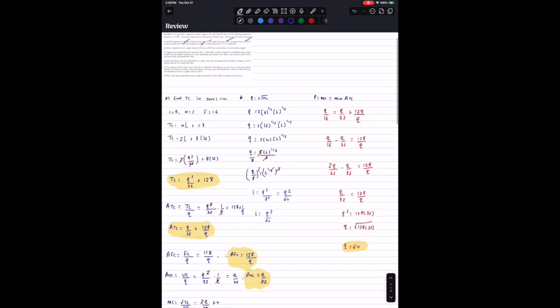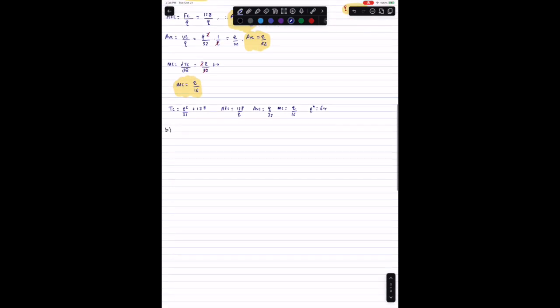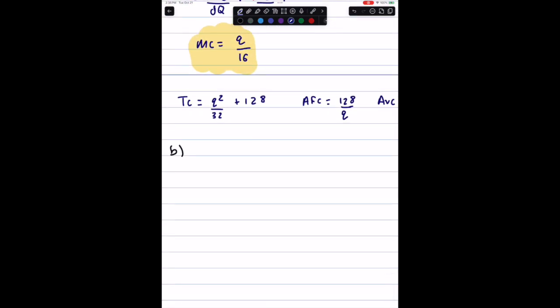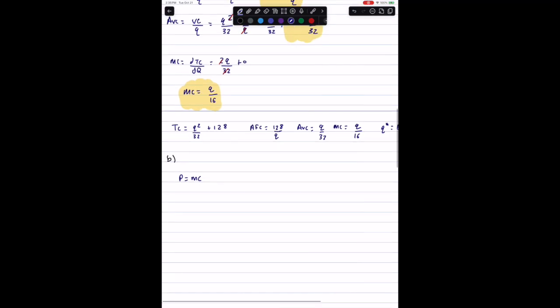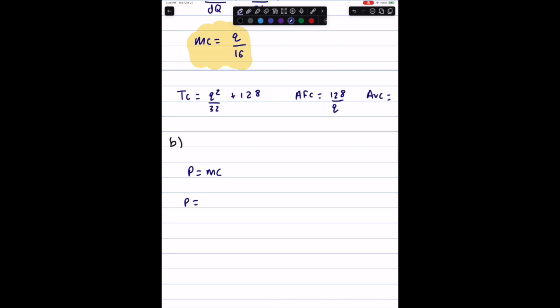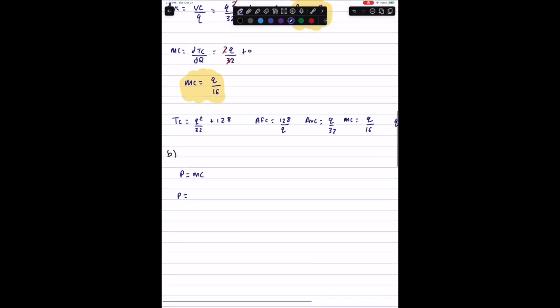Part B states, find a competitive firm's supply function. If there are 100 firms in the industry, what is industry supply? Let's do that. Well, to find the competitive firm's supply function, we can just set price equal to marginal cost. And we will get price is equal to Q over 16. 16P is going to be equal to Q. And that's our firm supply.